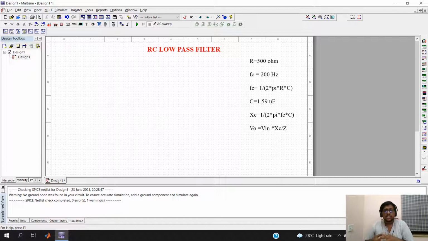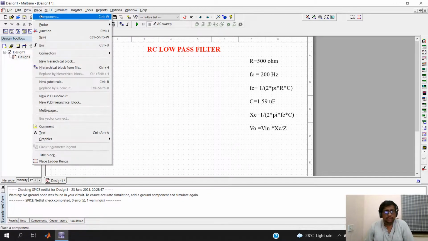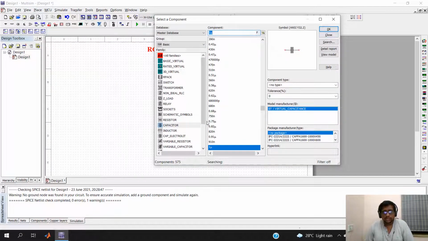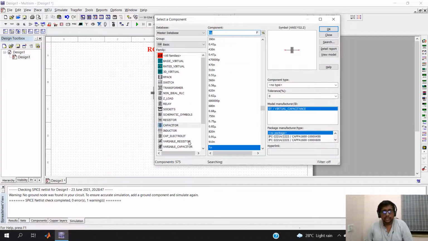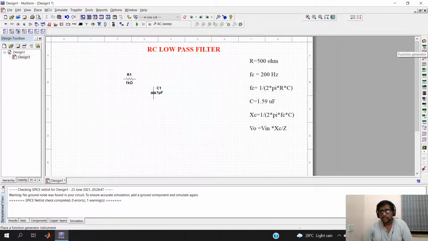RC stands for resistor and capacitor, because this passive low pass filter consists of only two components, that is R as well as C. So let me place the components over here. One is the capacitor and one more is a resistor. As you can see, it is made up of only two components, and to give the input I use a function generator. I give it to R, then from R to C, and C back to the source.